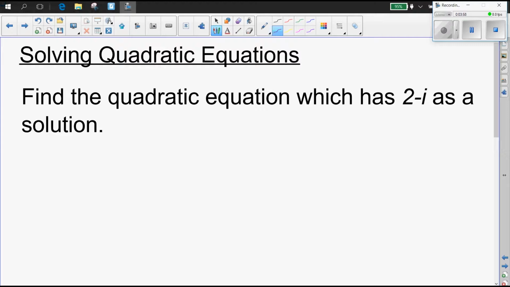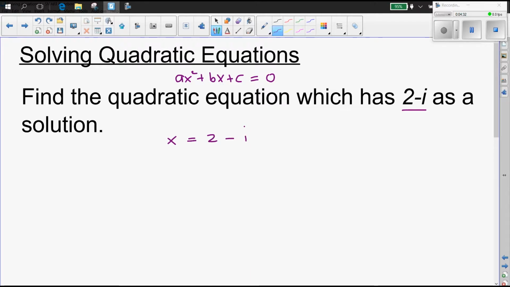Using the knowledge of complex conjugates, we're going to use it to help us to answer the following question. We are asked to find a quadratic equation, so we're looking for an equation in the form of ax squared plus bx plus c equals 0. And we are given that 2 minus i is one of the solutions of this quadratic equation. So we know that x equals 2 minus i.